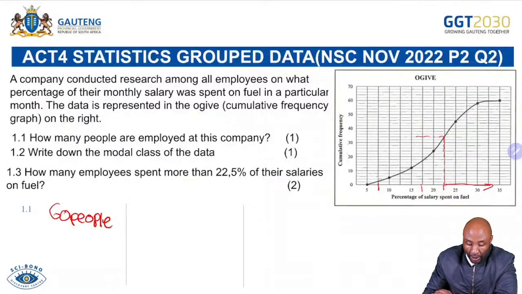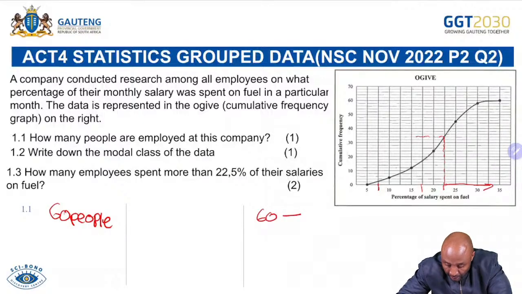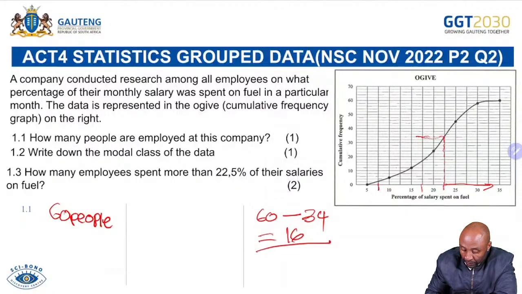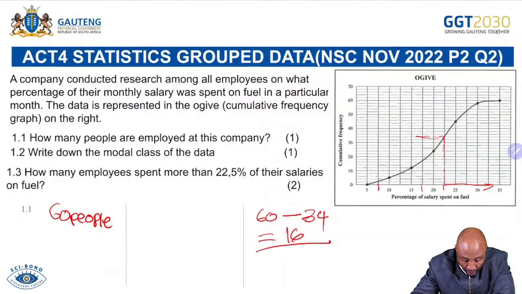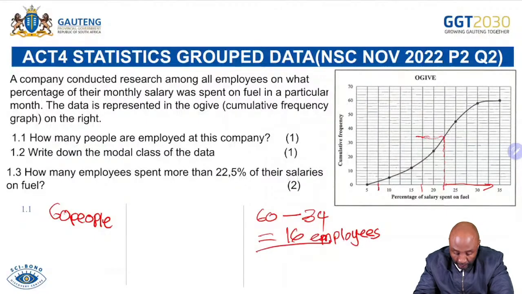So we are going to work it similarly. This will be 60 minus. And if I read well, this gives me about, so that's my 30, 32, 34, yes. So that means it's 60 minus 34, and this will give me 26 employees, or it gives us 26 employees in this case. We are done here. We move on to the next one.